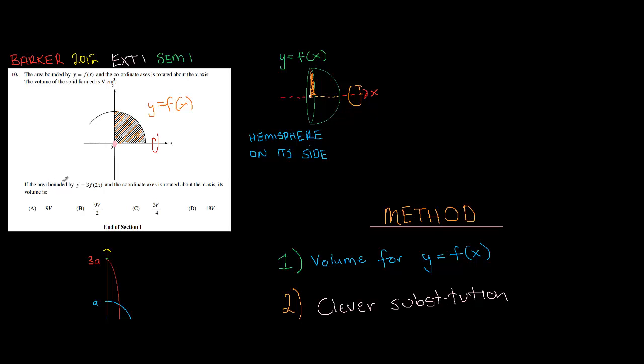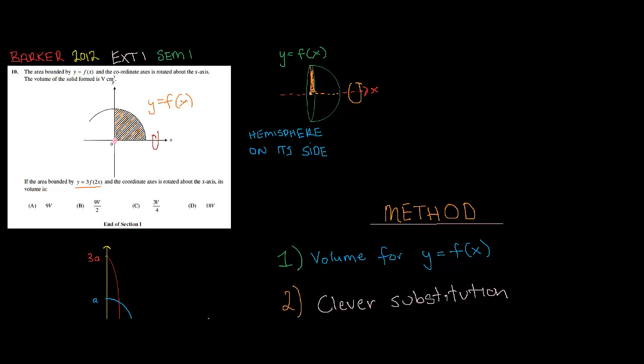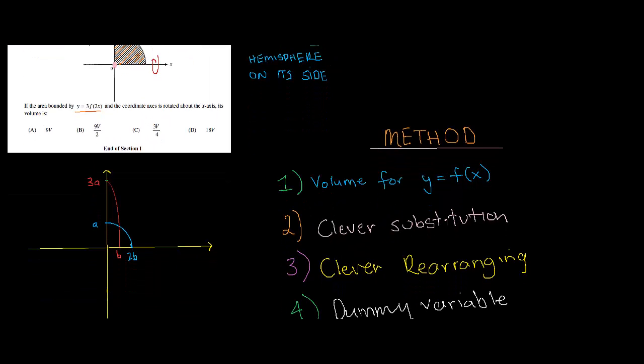And they're saying if the area bound by y equals 3 times f of 2x, so not this anymore, and I'll show you down here what this 3 times f of 2x might look like, and the coordinate axes is rotated about the x-axis, what's its volume? So the volume of this hemisphere is V, but instead of rotating this f of x curve, we rotate this one around. How big is its volume compared to what it would be if we just rotated this one around? So it's a very tricky question, and I've written down the method here of what we're going to do.